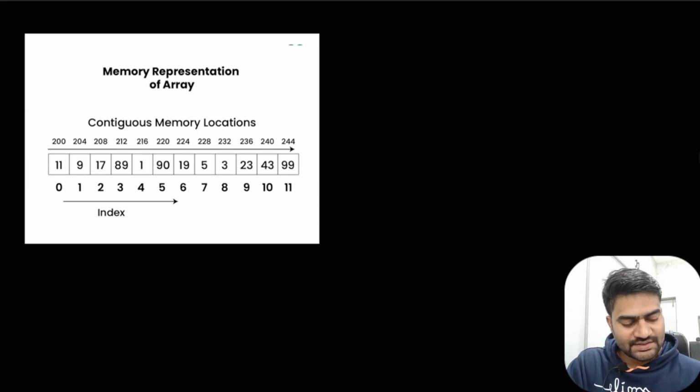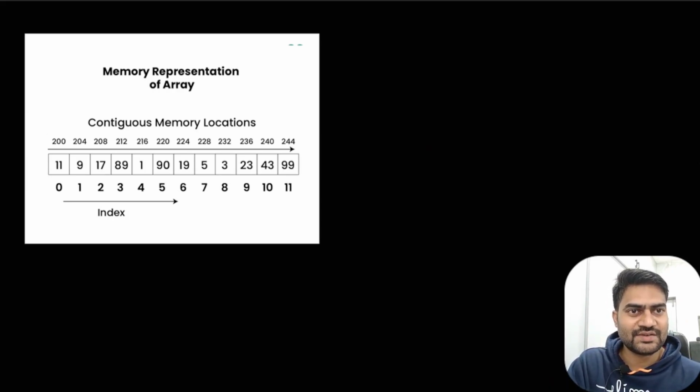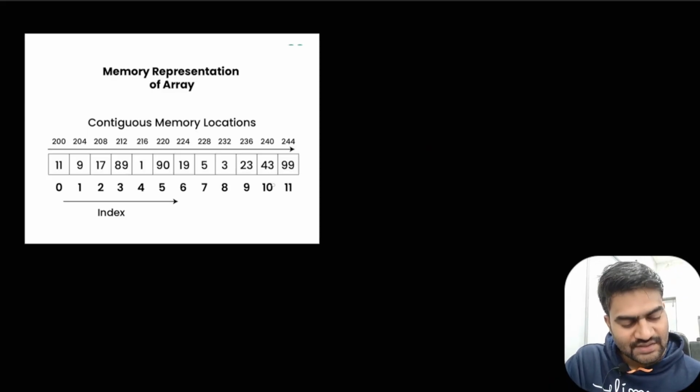Okay, so now let us try to understand how the array stores elements whenever we initialize the array with elements. Let us take this example where I want to store 11 integer 32-bit numbers into my array.